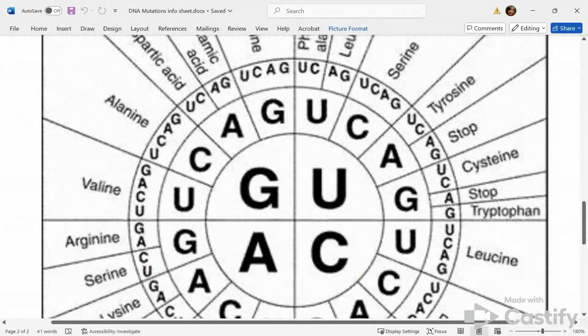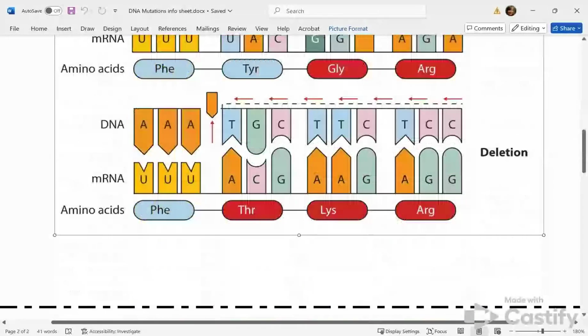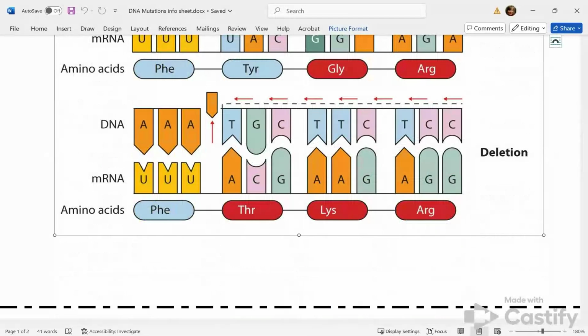So look at alanine. Alanine has 4 different codons that result in the same amino acid: GCU, GCC, GCA, and GCG. All will give us alanine. So a silent mutation is one in which a DNA nucleotide changed, but after transcription and translation, no amino acid changed. It gave us the same one. So if that's the case, we call it a silent mutation.